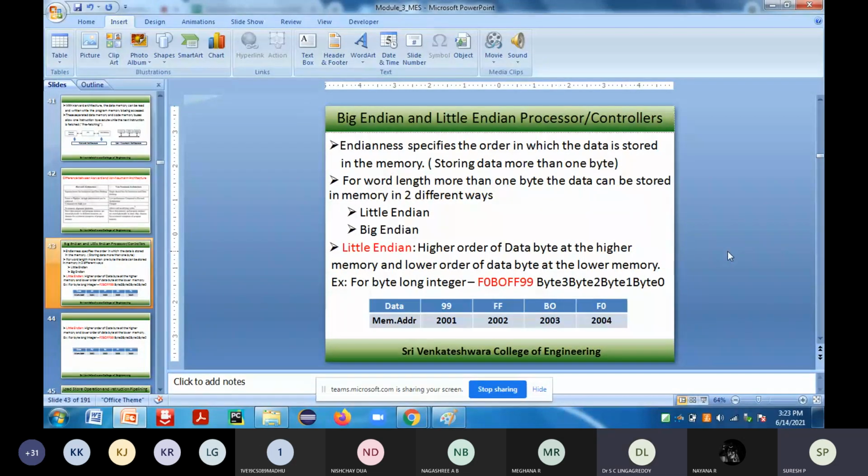Suresh, what is the subject code? 18CS44, sir. Which CO is this, CO2 or which? This is CO3, sir. CO3? Okay. CO3. Okay. Thank you.